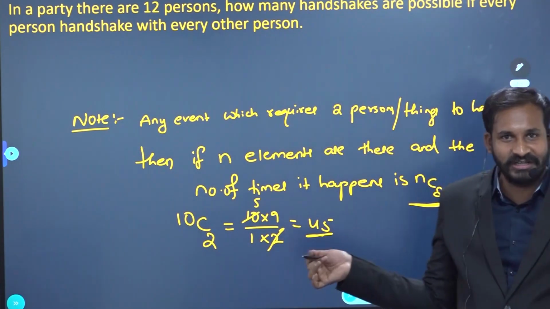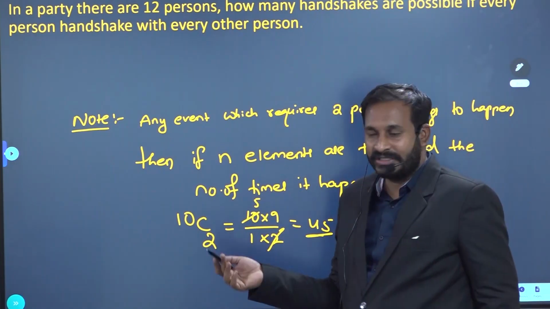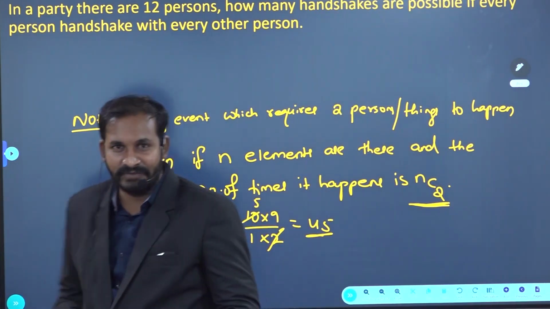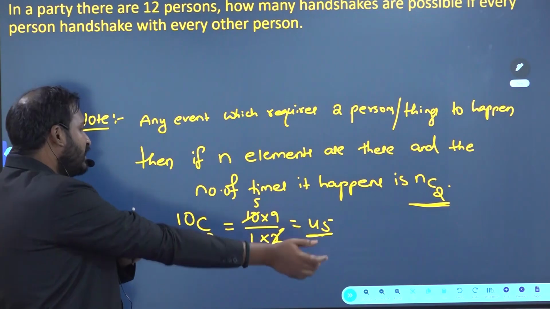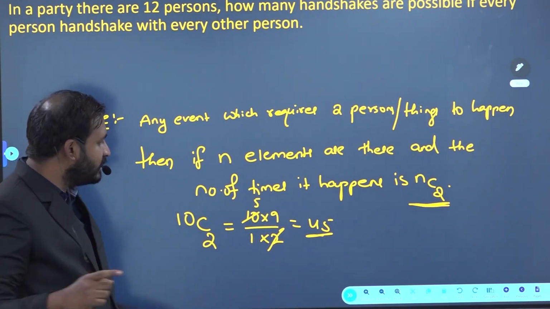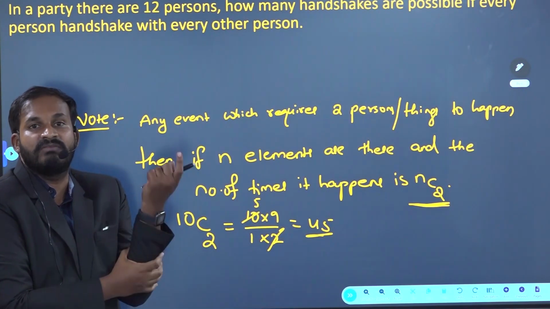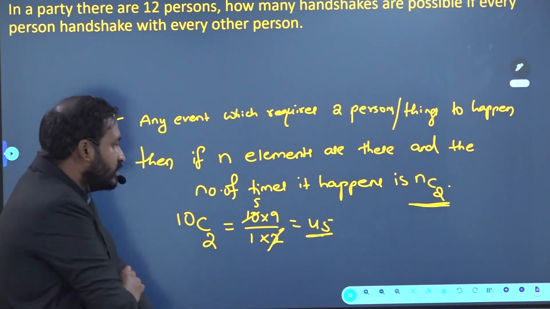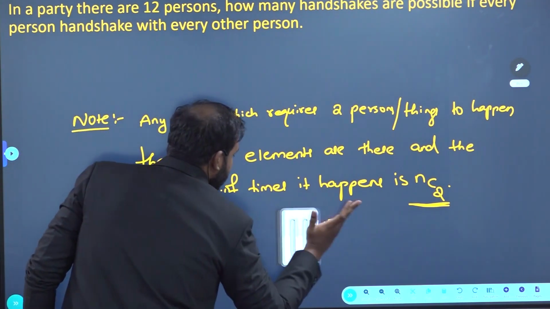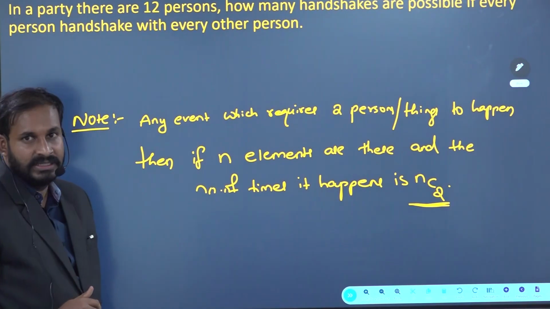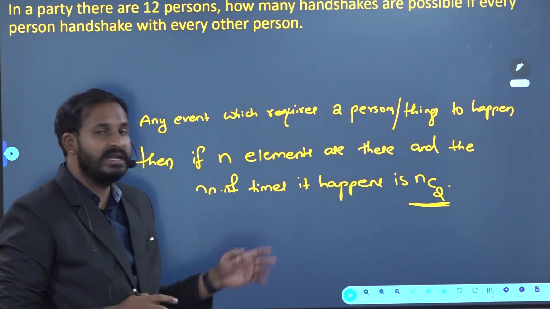But actually this is not how it works now, the procedure was changed. You people know it very well. That is secondary. But if one match should happen with every other team, how many matches should happen? 45 matches should happen. Okay, understood. So like this, if any event requires 2 persons, then that event can be performed in NC2 ways.